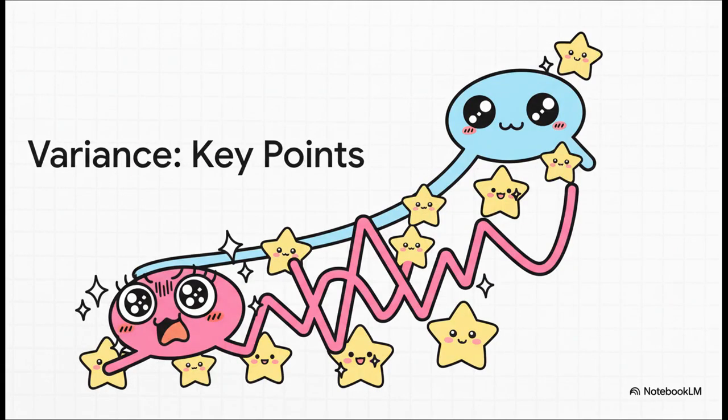So yeah, variance is the error of instability. It's what happens when a model is so flexible that it starts to memorize the noise in the training data instead of learning the actual underlying signal. And the cure for high variance? Often, it's just a dose of simplicity.